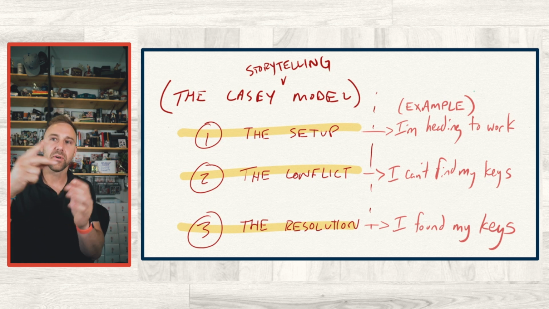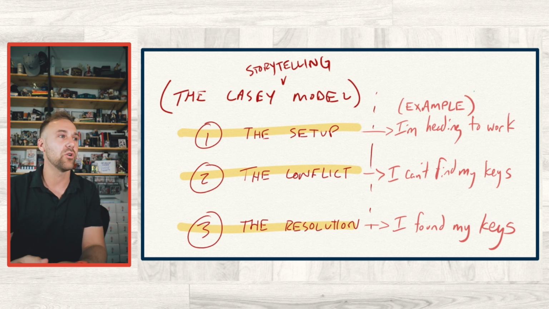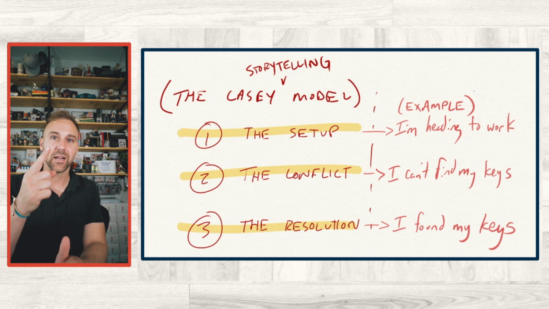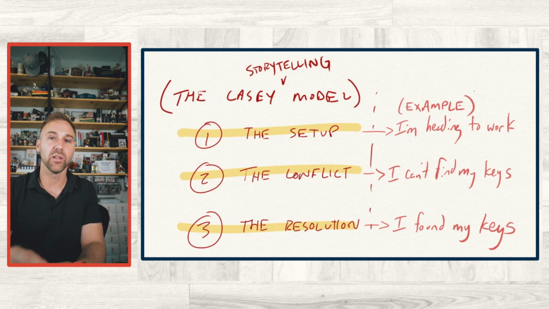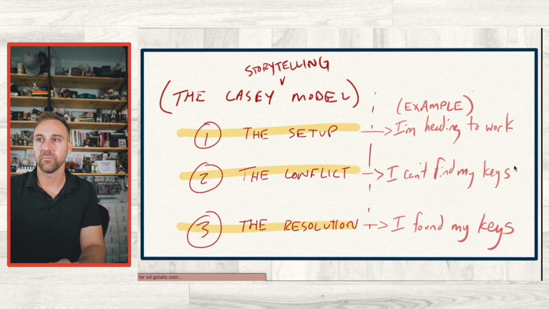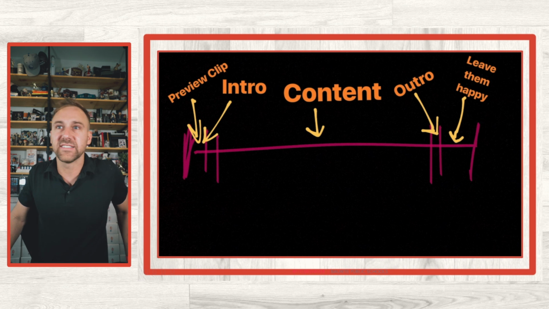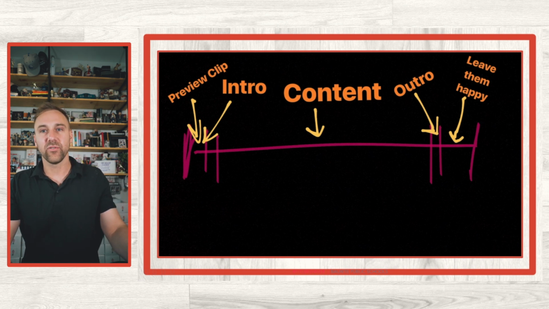So setup, conflict, resolution. When you're creating a video, when you're writing a story, whenever you are doing a podcast, whenever you're teaching a class, setup, conflict, resolution. If you jot down those three bullet points, you're going to have a lot more people that are connected to your story longer term.